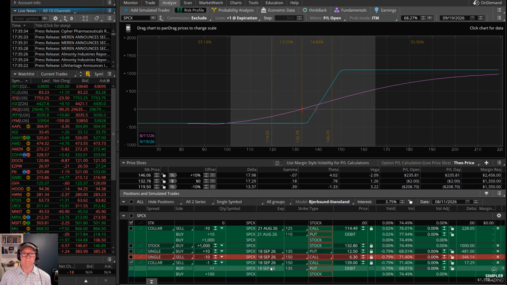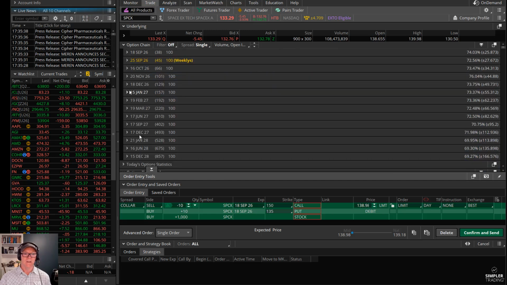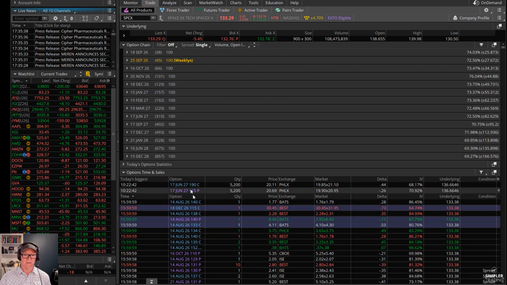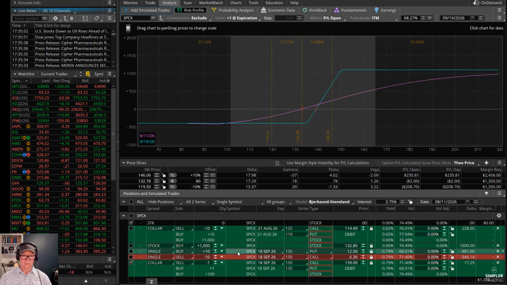Let me know if you have any questions specifically on the collar. I think I will do another video on leaps, and we'll go out because this is a really good candidate to go out again much further in time, out here to 2027, 2028, and maybe do some leaps. And there's some really cool things you can do there as well. But check that out. Let me know what you think. Let me know if it makes sense.